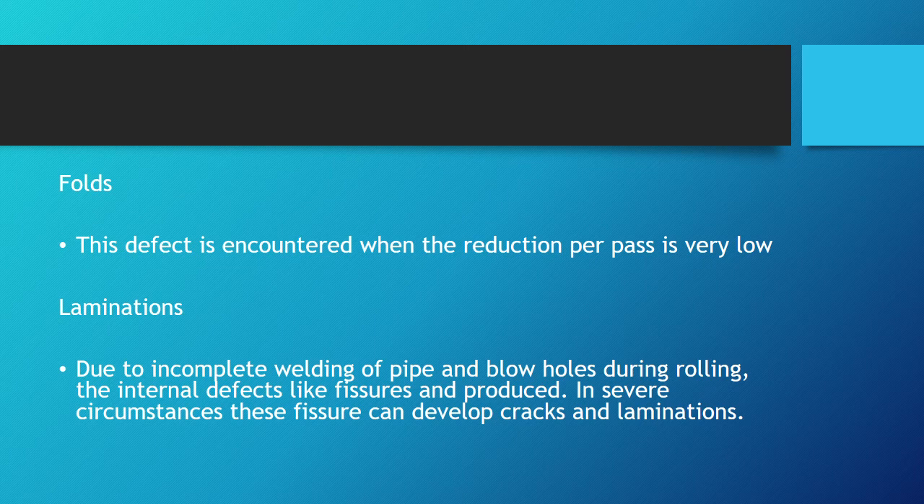In severe circumstances these small ruptures can generate small cracks inside the material, and the upper layer of the material will kind of peel off. It will appear that this material is laminated by a different layer on the top, and this kind of defect is called laminations. So these were the rolling defects which are there in our syllabus. We'll meet in the next video.